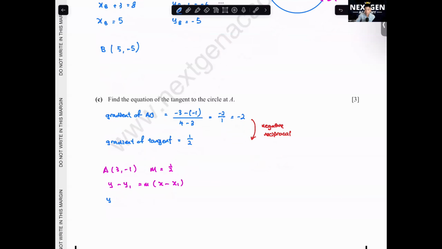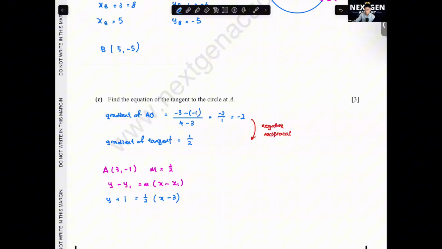Y minus minus 1, so this is y plus 1 equals to 1 over 2 times (x minus x1). Do we need to simplify it to y equals mx plus c? Actually, for NMath, don't need. But if you do, it's also fine. If you do it, it's totally fine also.